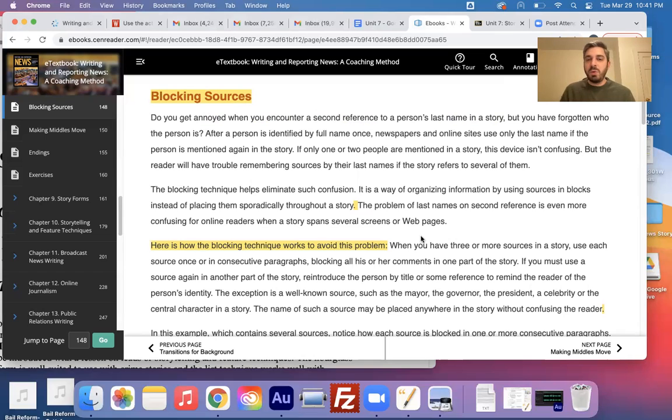Here's how the blocking technique works to avoid this problem. When you have 3 or more sources in a story, use each source once or in consecutive paragraphs, blocking all of his or her comments in one part of the story. If you must use a source again in another part of the story, reintroduce the person by title or some reference to remind the reader of that person's identity. The exception is like a well-known source such as the mayor, the governor, the president, or a celebrity. The name of such a source may be placed anywhere in the story without confusing the reader if it's somebody well known.